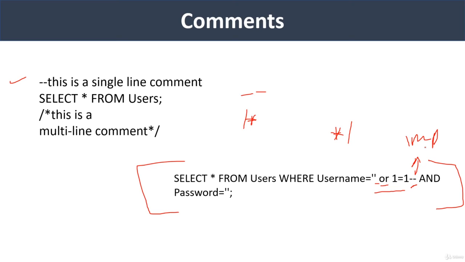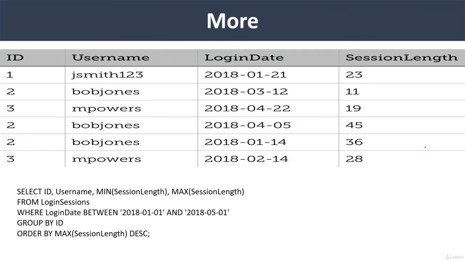Now let's see some more keywords. There are also keywords that exist to make arranging data easier, such as MIN, MAX, BETWEEN, and ORDER BY. Now as you can see, we have this login session table. The name of this table is login session.